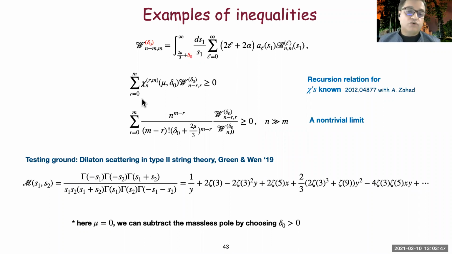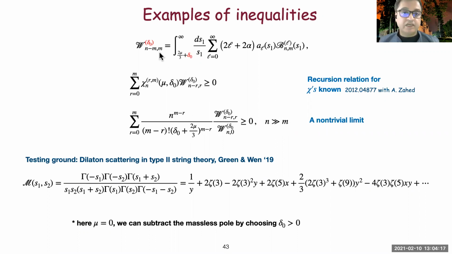Then you can show that these Wilson coefficients satisfy a nice inequality. A linear combination of these Wilson coefficients is bigger than 0. And we worked out a recursion relation for these chi's. So you give me a value of n and m, and I will give you the chi's which respect this condition.